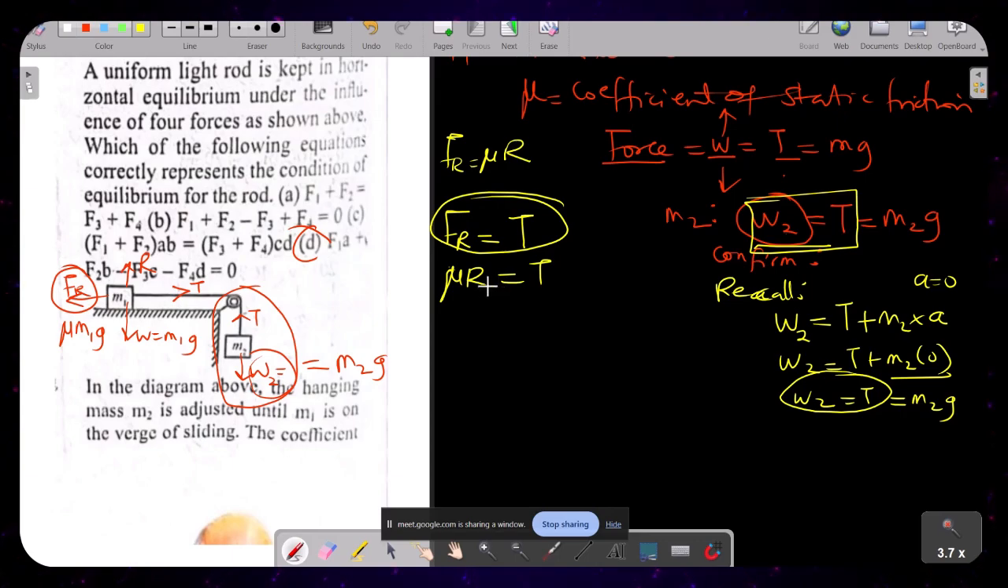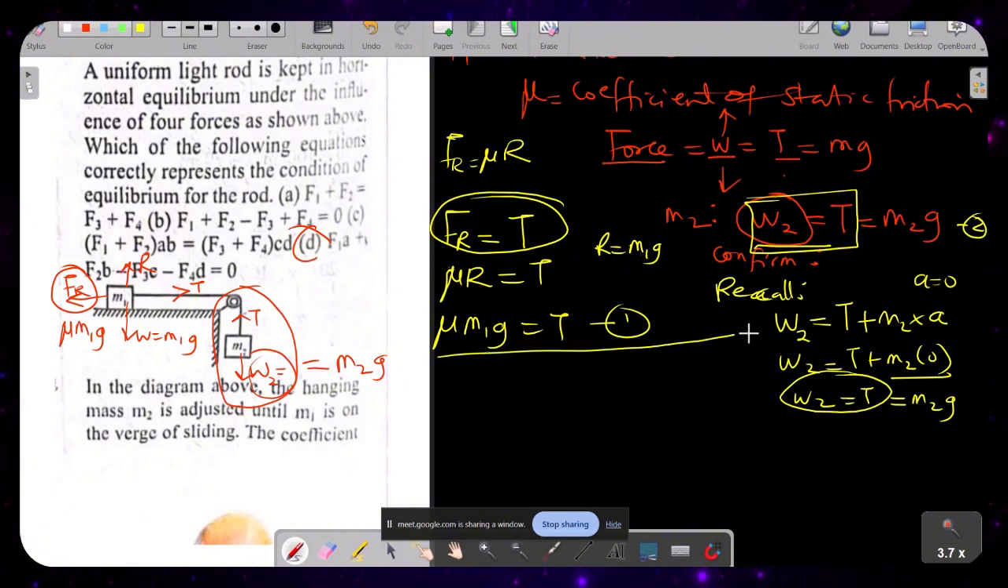So what is your R now? Your R, which is your normal reaction, is going to be your mass times acceleration due to gravity. I've said it before. So my normal reaction is equal to my first mass times the acceleration, so this is going to be m1 times g. So I can just say this is going to be m1g is equal to tension. So this is one of the equations. Let's call this one equation 1 and this one equation 2.